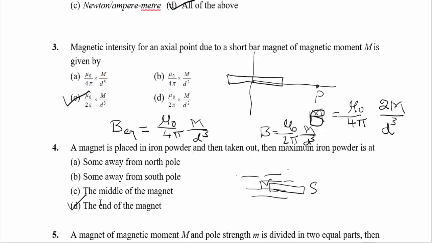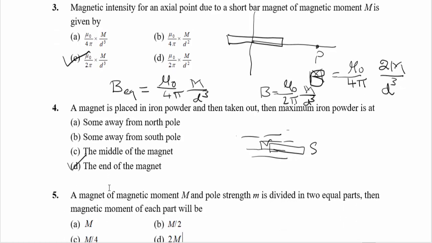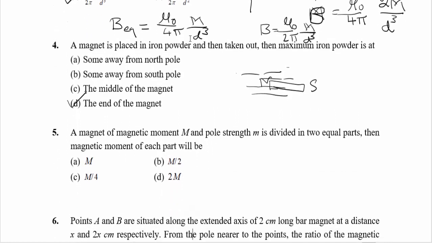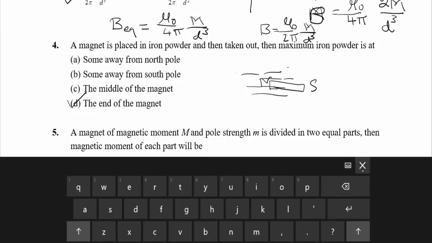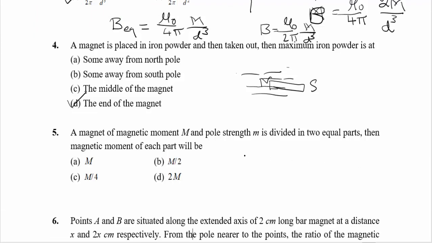Okay, next question. So the next question is the fifth one. In the fifth question, a magnet of magnetic moment M and pole strength m. Here, see, the magnetic moment is M and the pole strength is small m. It is divided into two equal parts. Then the magnetic moment of each part will be?